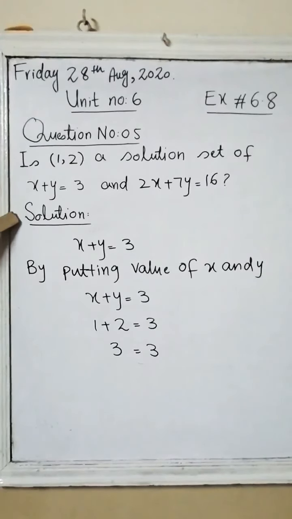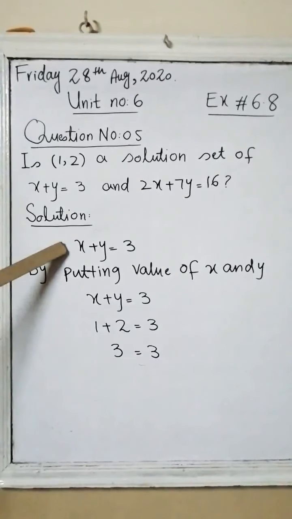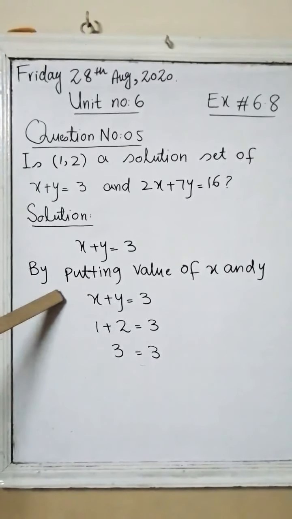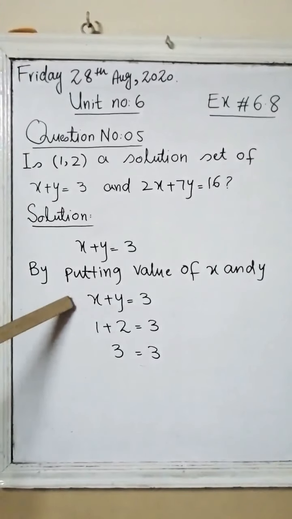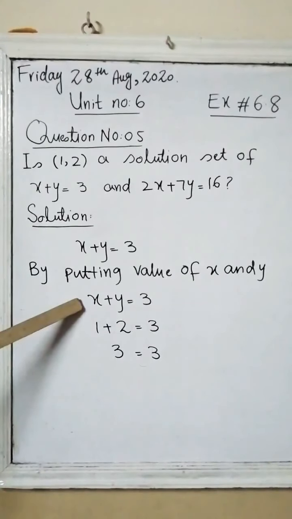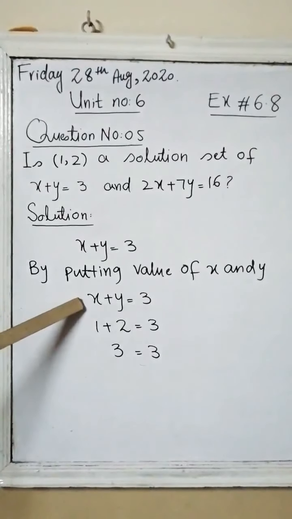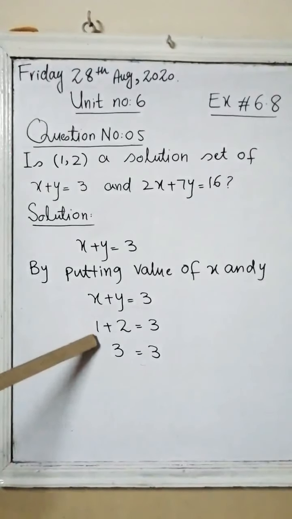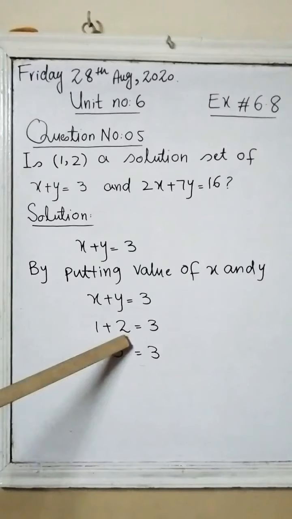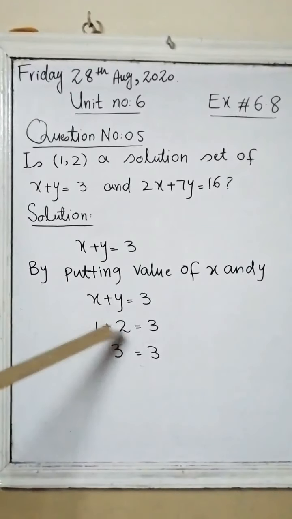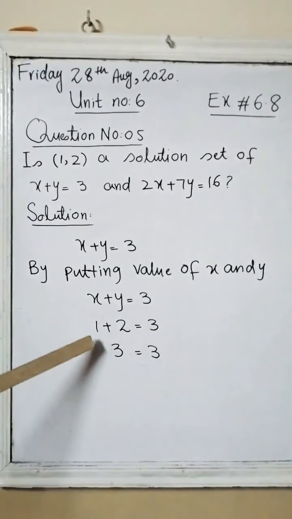Here is our first equation given to us, x plus y is equal to 3. By putting the values of x and y, as I told you, x is equal to 1 and y is equal to 2. So we will write x plus y is equal to 3. In place of x we will write 1 and in place of y we will write 2. By adding both we get 3. Then 3 is equal to 3.